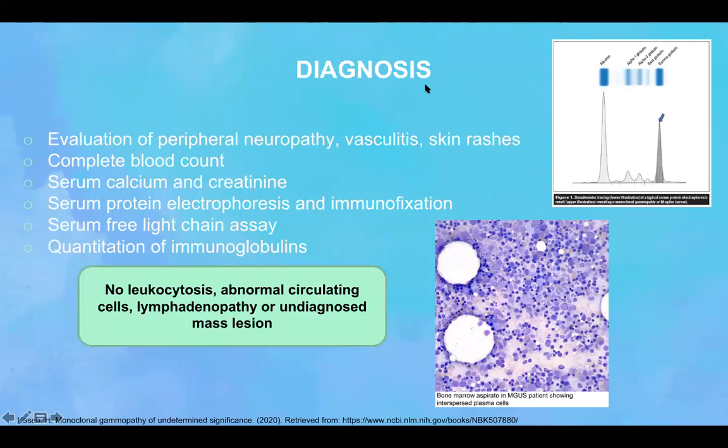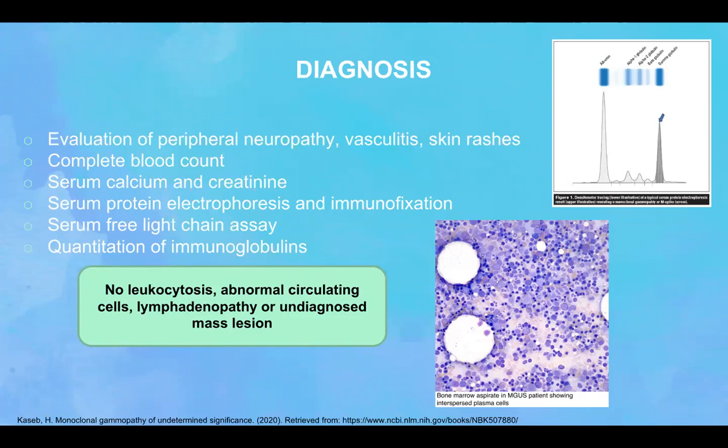About the diagnosis of this disease, it's not something that we're going to be having straight away. It's something that is incidental. So the patient may be having a peripheral neuropathy, and we are studying the patient and we find that they have MGUS, or they have vasculitis, or they have skin rashes. We're going to be doing to the patient a complete blood count.